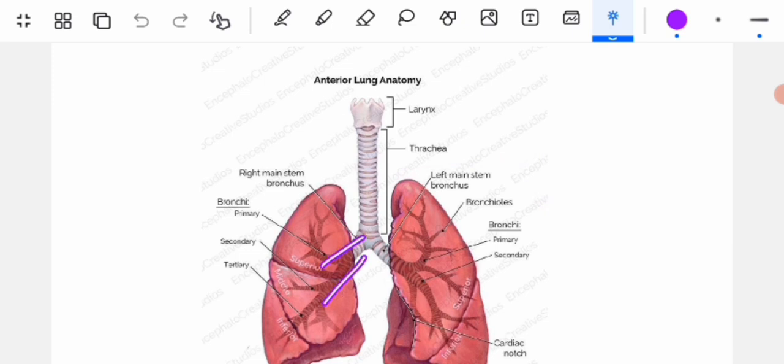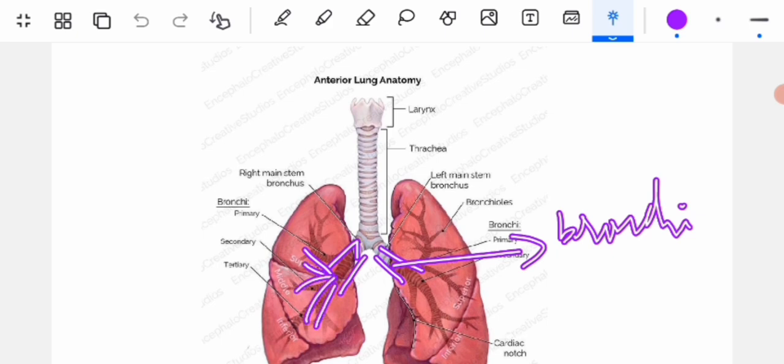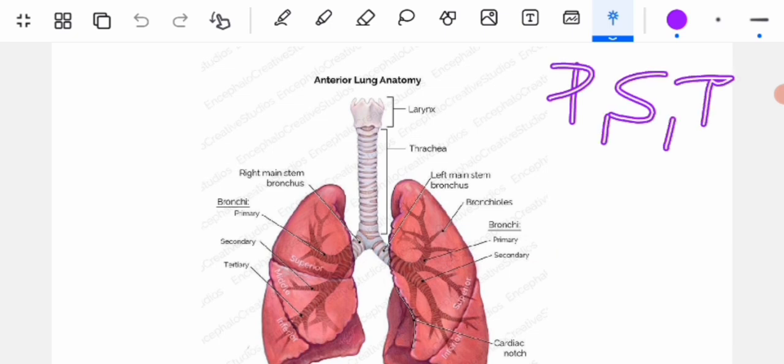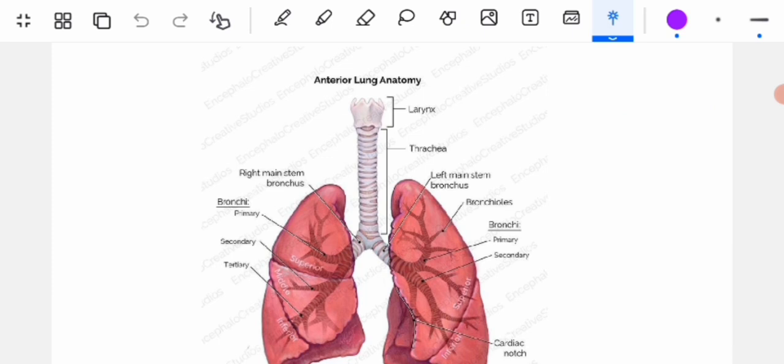It is divided in the fifth thoracic region, as we call it. This is the fifth thoracic region. You will learn this in class 11th. It is divided into two bronchi. The bronchi are further divided into bronchioles. There are primary bronchioles, secondary bronchioles, and terminal bronchioles. At the end of the terminal bronchioles, there is the alveoli.